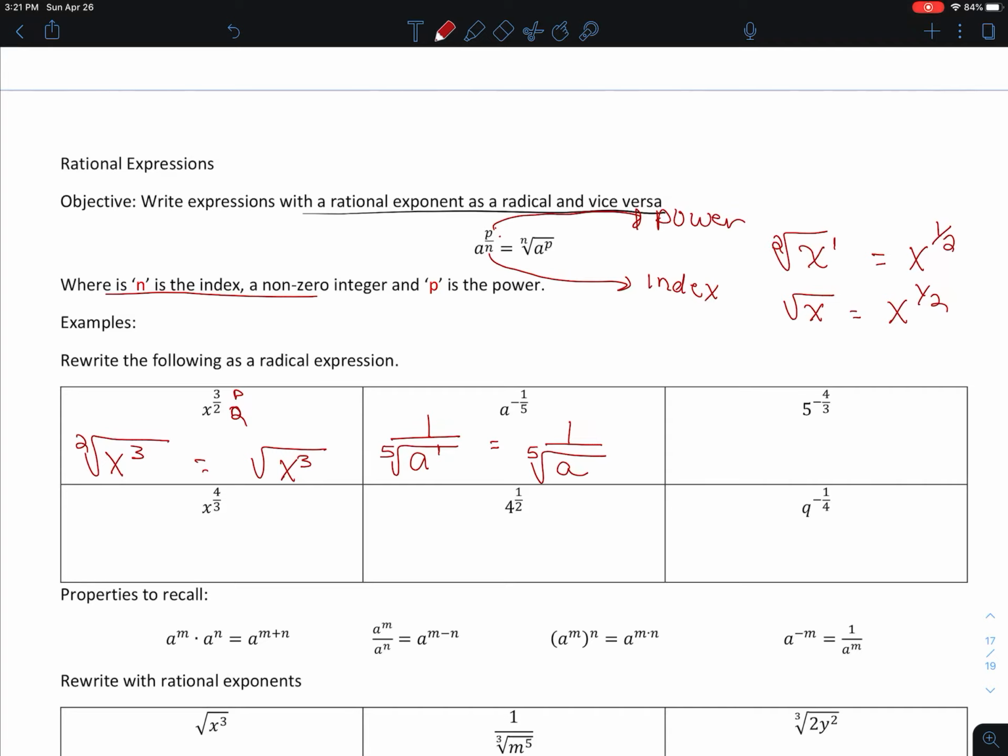Again, it's negative, so we're going to put it in the denominator, so it'll be 1 over 5 raised to the 4th power and the third with the 3rd root. Remember, the numerator is power, the denominator is index. All right, pause the video and do the next 3 problems and come back in a minute.